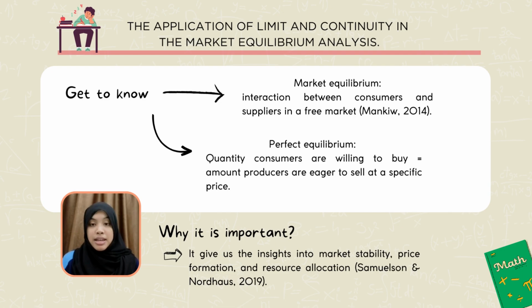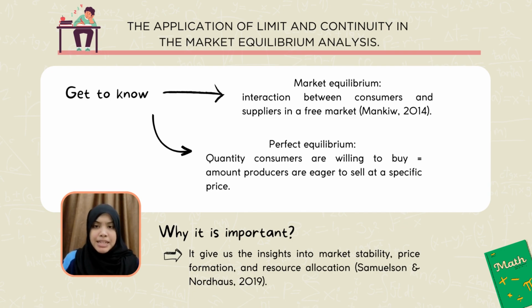Now, I will talk about the second application, which is the application of limit and continuity in market equilibrium analysis. Let's get to know what market equilibrium is. It is an interaction between consumer and producer in a free market, based on what Maslow said in 2014. And now, what is the perfect equilibrium? The perfect equilibrium is when the quantity that consumers are willing to buy is equal to the supply that producers are willing to produce at a certain price.